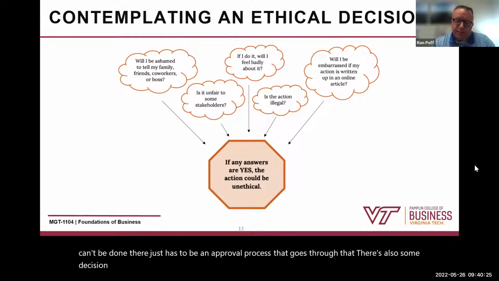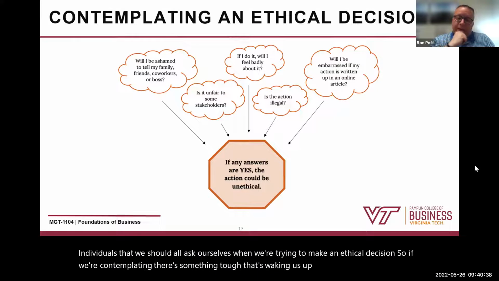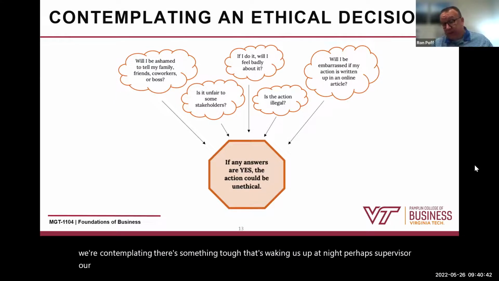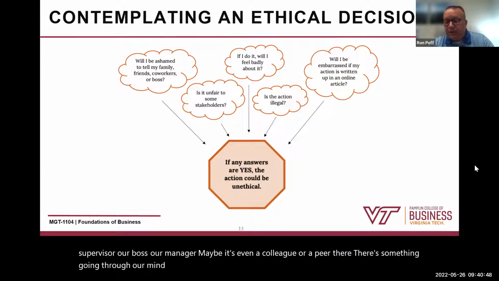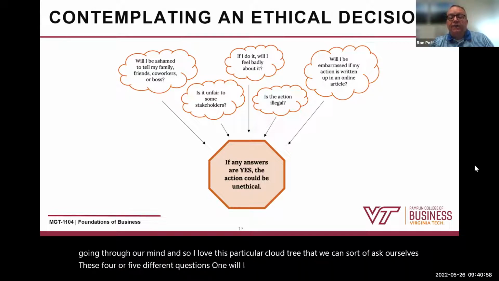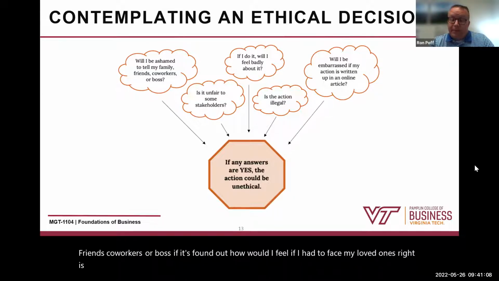There are also some decision-making paths and some questions that we should all ask ourselves when we're trying to make an ethical decision. If we're contemplating something tough that's waking us up at night, perhaps involving our supervisor, our boss, our manager, maybe even a colleague or a peer, there's something going through our mind. I love this particular decision tree where we can ask ourselves these four or five different questions. One is, will I be ashamed to tell my family, friends, coworkers, or boss? If it's found out, how would I feel if I had to face my loved ones, right? Is the action illegal? That should be a first immediate stop.